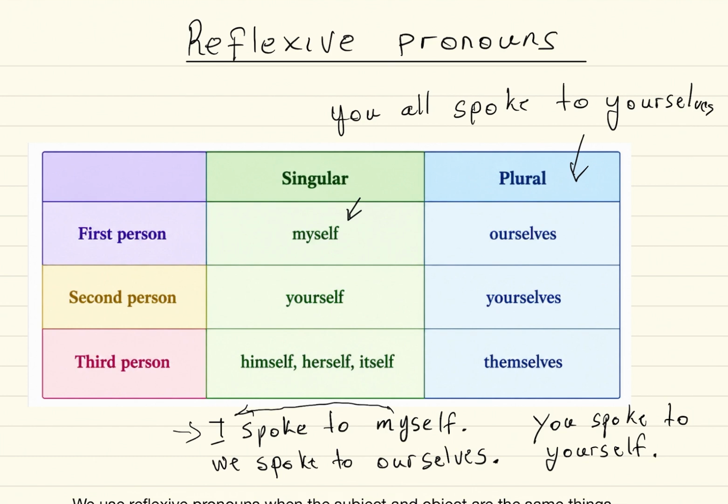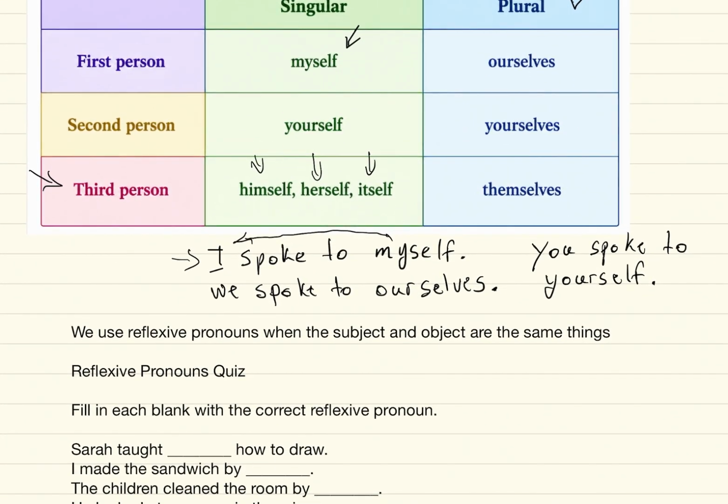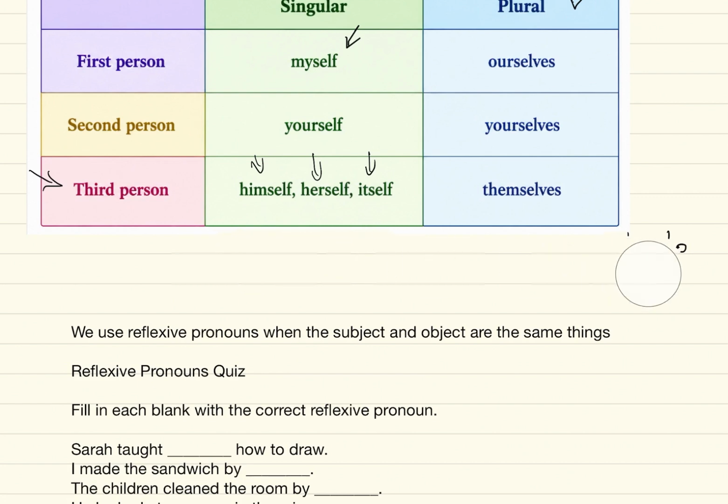And then third person. So this is when, of course, you're talking to someone, but you're talking about someone or something else. So we have himself when we're talking about a male. We have herself, female, and we have itself if we're talking about an object or non-human thing. So you could say, let me clear up all this here.